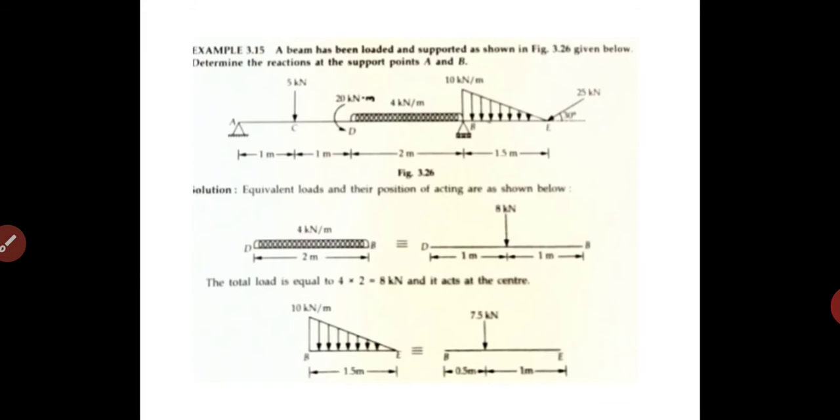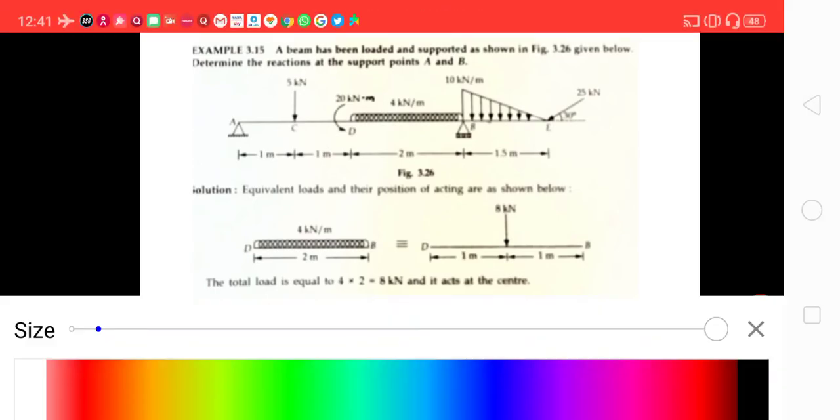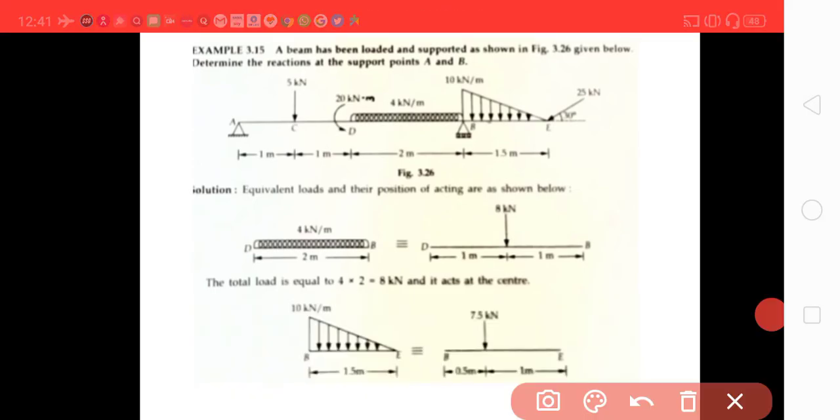Now, refer to the last problem of this class. Here we have an overhanging beam. A beam has been loaded and supported as shown in figure 3.26 given below. Determine the reactions at support points A and B. Just refer to this beam.